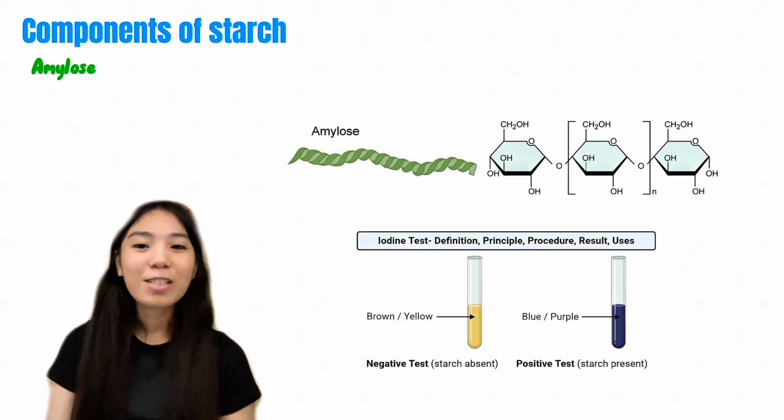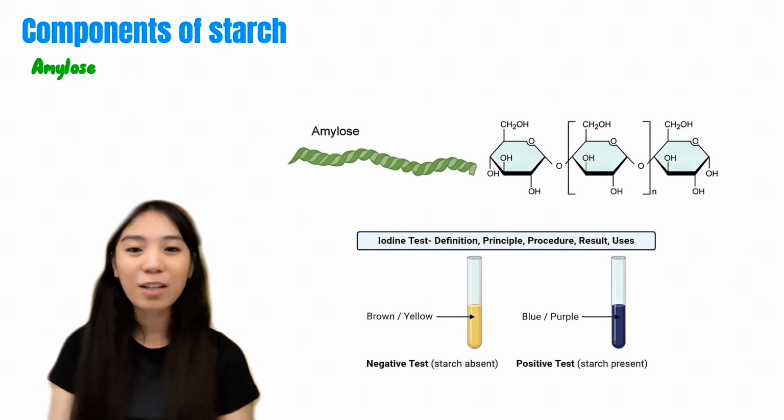Fun fact and a cool test. When iodine is added to amylose, it fits neatly within this helix, producing a characteristic blue-black color. This is the basis for the classic iodine test for starch you might do in a lab.